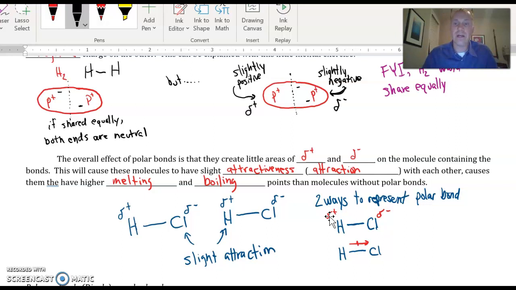Keep in mind that if you're drawing something that has an actual full charge on it, something like a sodium ion, you would be required to show that charge.